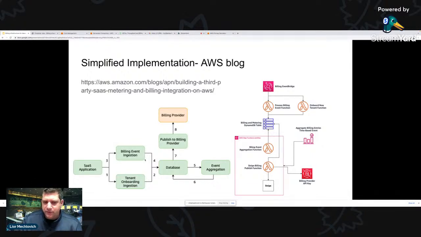Fine. So going through this, there's EC2, billing event. You save it in some database, the events database. And you're publishing it to some billing provider. In this example, they gave Stripe as an example. Sounds simple, sounds like this is going to work.